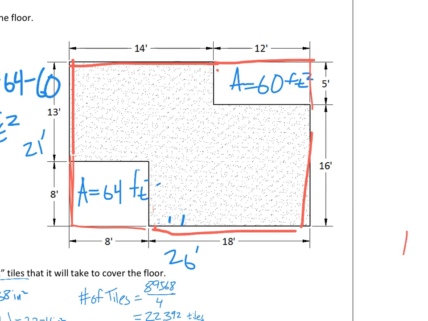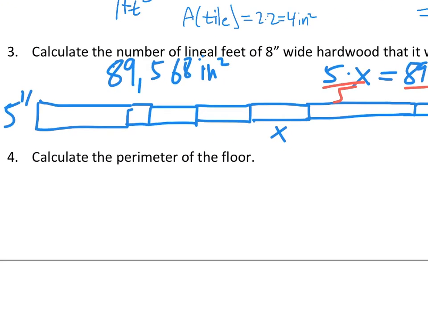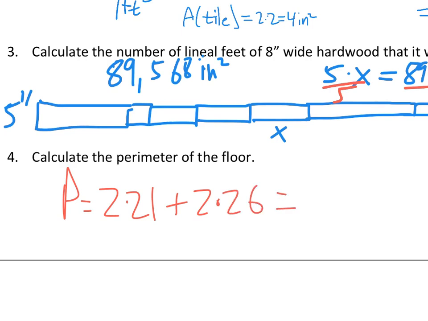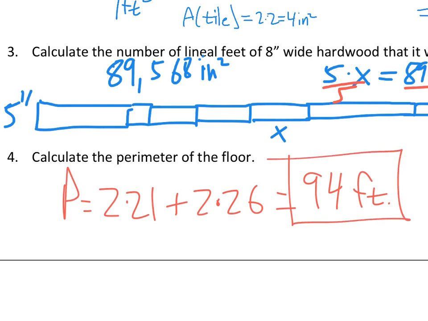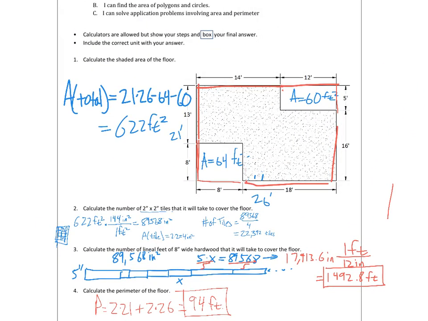So we just need to find the perimeter, and so we're going to have 2 21s. So we got 21, 21, 26, 26. So 2 times 21 and 2 times 26. So our perimeter is 2 times 21 plus 2 times 26. And that's going to give us 94 feet. So if you want to put some baseboards all around the bottom of the floor, we need 94 feet of that trim. Okay, there's those.